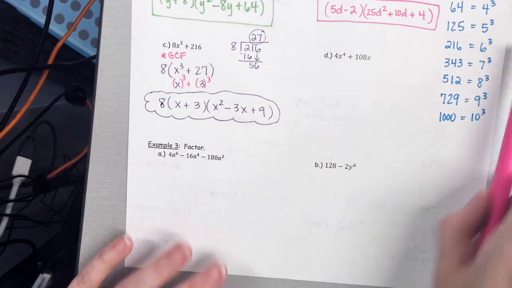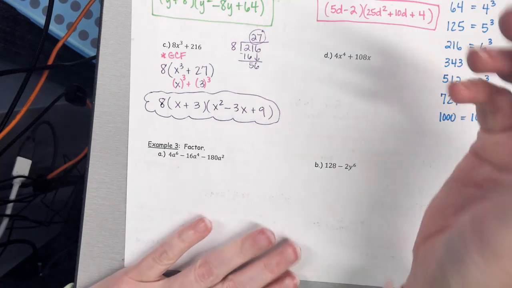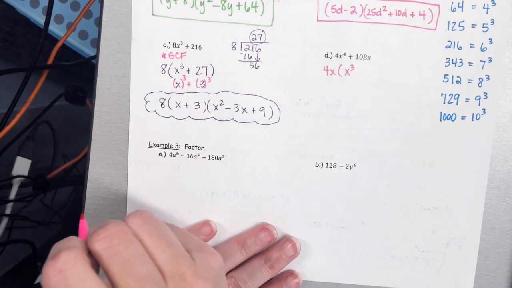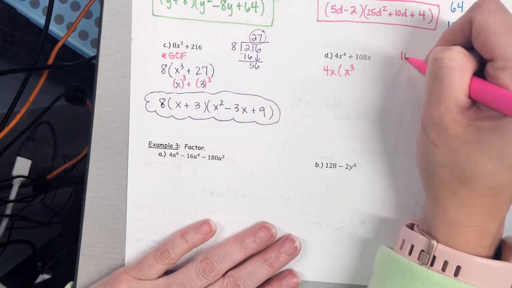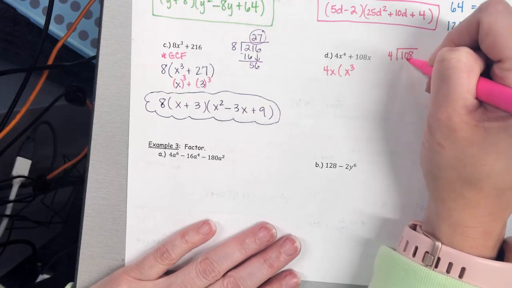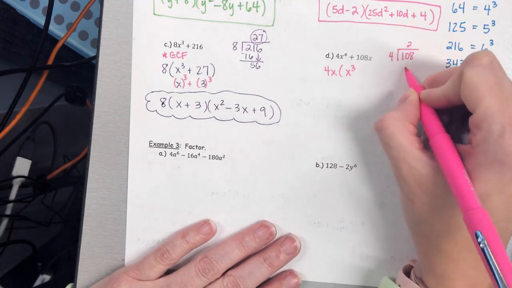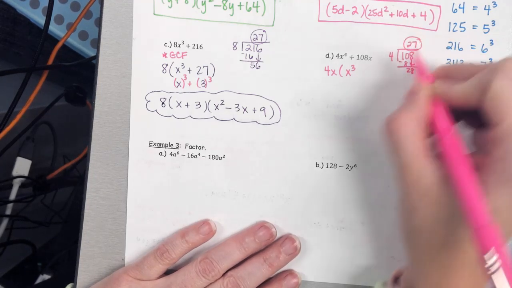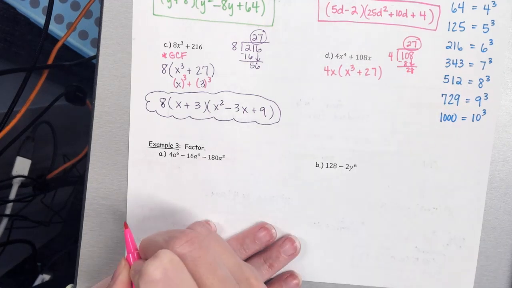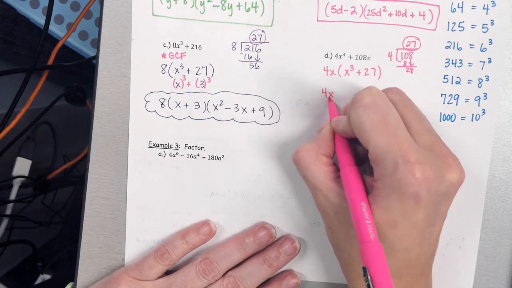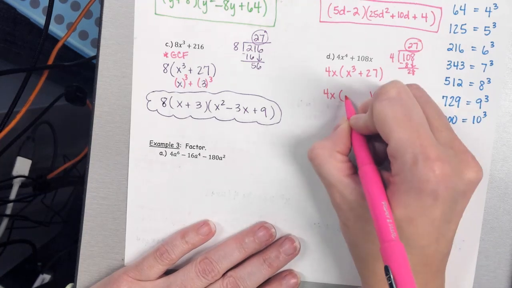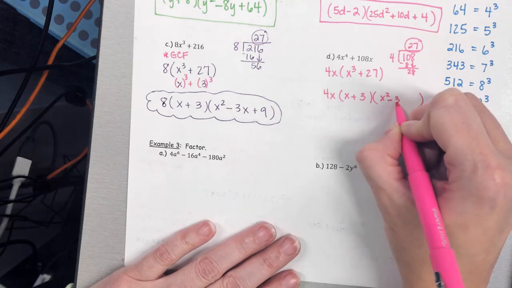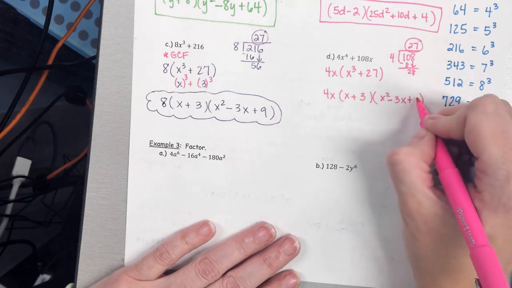All right, for D, what's your GCF? What could you take out of both? Yep, the 4 and the x. So once you do that, now you have x cubed. Okay, when you do 108 divided by 4, 4 goes into 10 how many times? 2. So we're going to bring this down. 4 goes into 28. And then look, see how this is the same thing that we had before? The exact same thing. So this is still going to be x plus 3, x squared minus 3x plus 9.